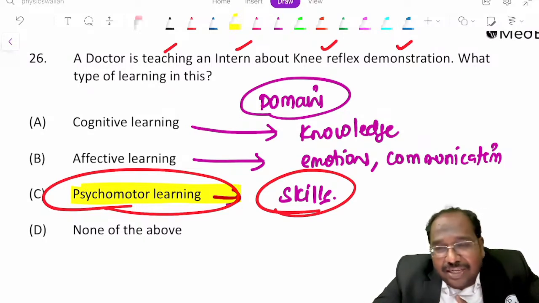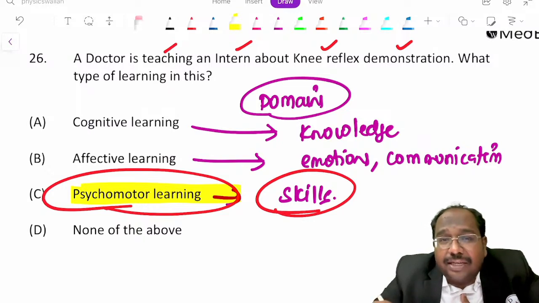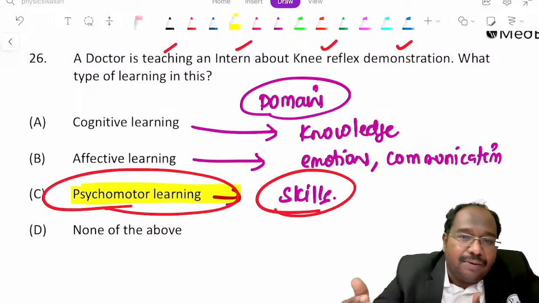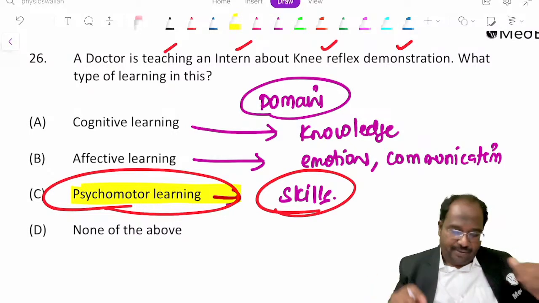Okay, suppose I ask the student to counsel a patient. A patient came for diabetes, you counsel the patient. So that is what? That is affective domain. I'm asking you to check whether the patient is having a splenomegaly. Demonstrate splenomegaly. Then it becomes psychomotor learning.